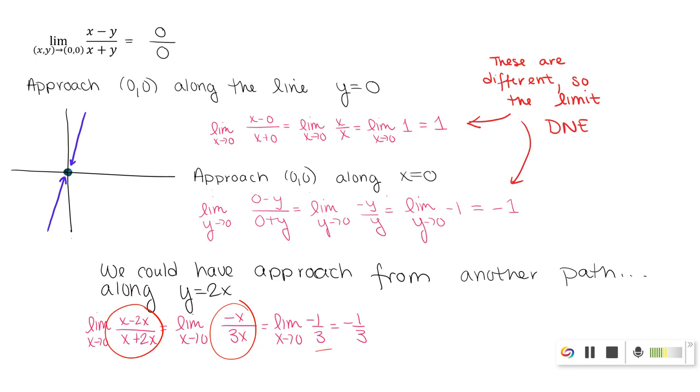So one great way to show that a limit doesn't exist for multivariate functions is to check and see what happens as you approach from several different paths, along several different lines that pass through the point that you're interested in.